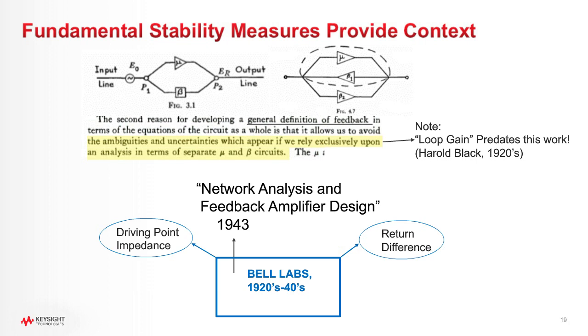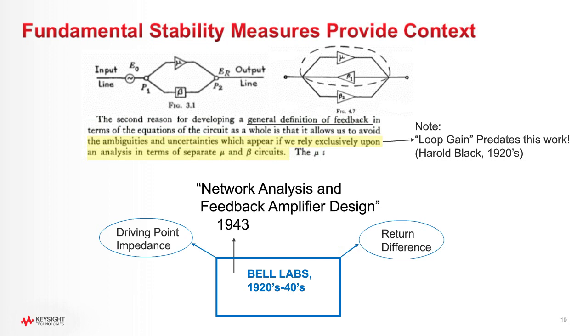But the loop gain stuff that I just showed you, it predates this work. It was actually developed in the 1920s by Harold Black. So these loop gain techniques were actually around when Bode came up with these fundamental measures. And in fact, his whole reason for doing this work was to develop this general definition of feedback, because, and I highlighted this part here in the book, the other ways are ambiguous and uncertain. These loop gain techniques have so many ambiguities and uncertainties that we can't be sure that we're actually stable.